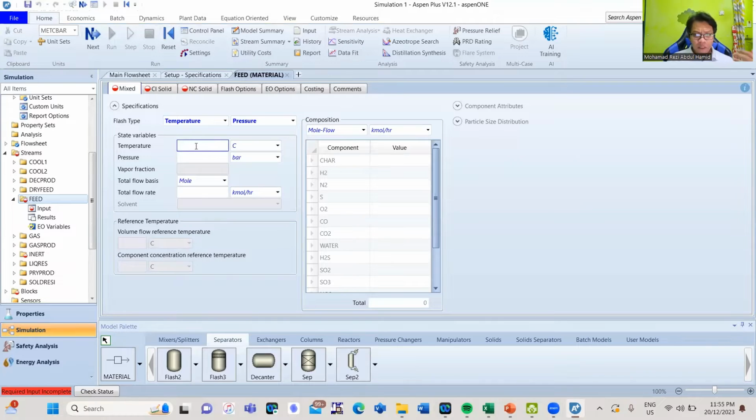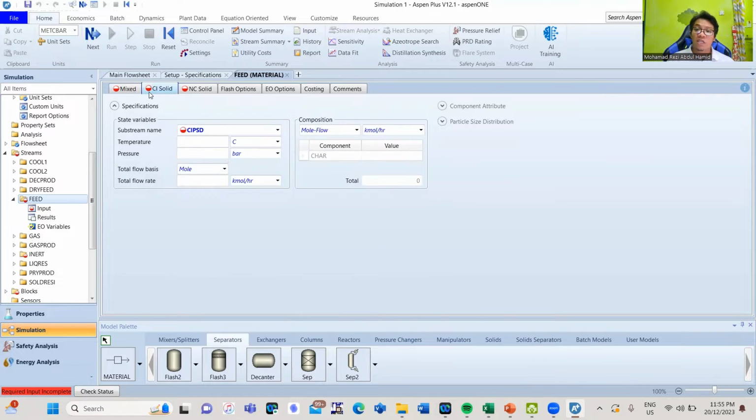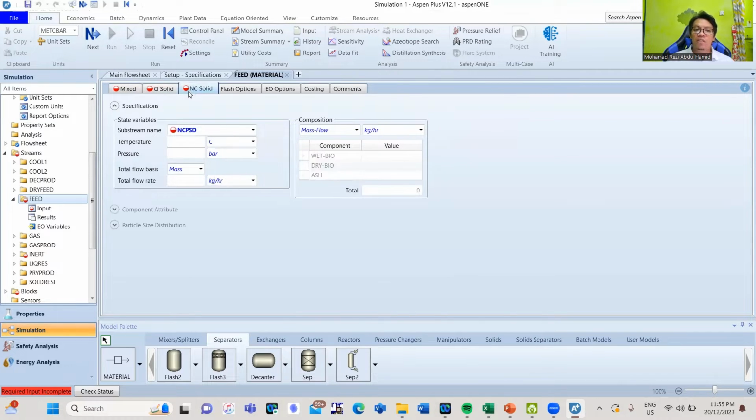Here's the thing. You have a mixed substream, a CI solid substream, and a non-conventional solid substream. I'm going to use a non-conventional solid substream because my feed is wet biomass, which is a non-conventional component. So just type temperature 30 degrees Celsius, 1 bar. The flow rate here is 50 kilograms of wet biomass.